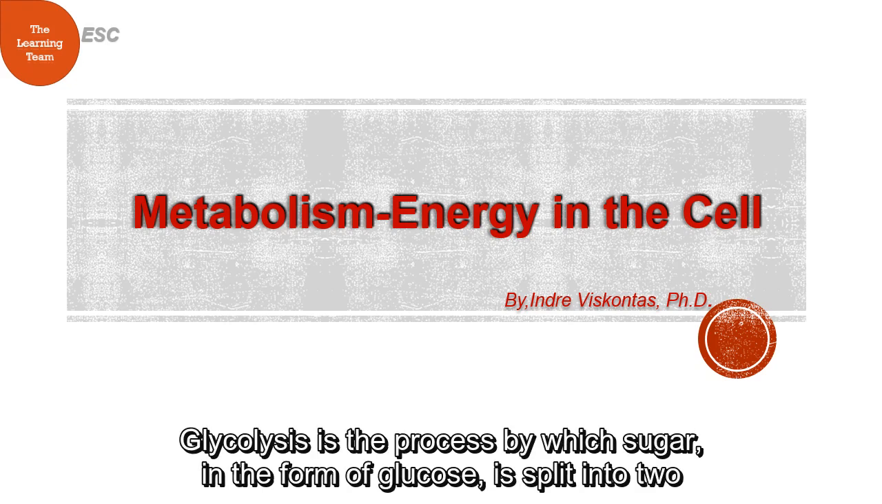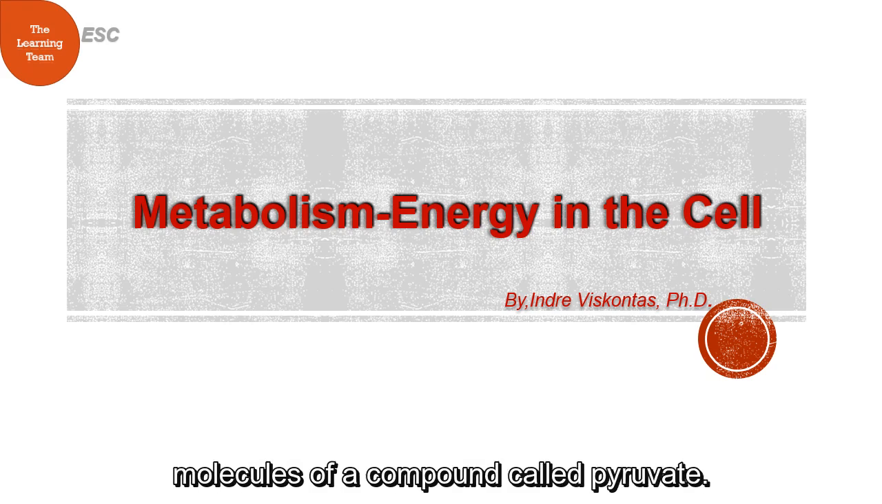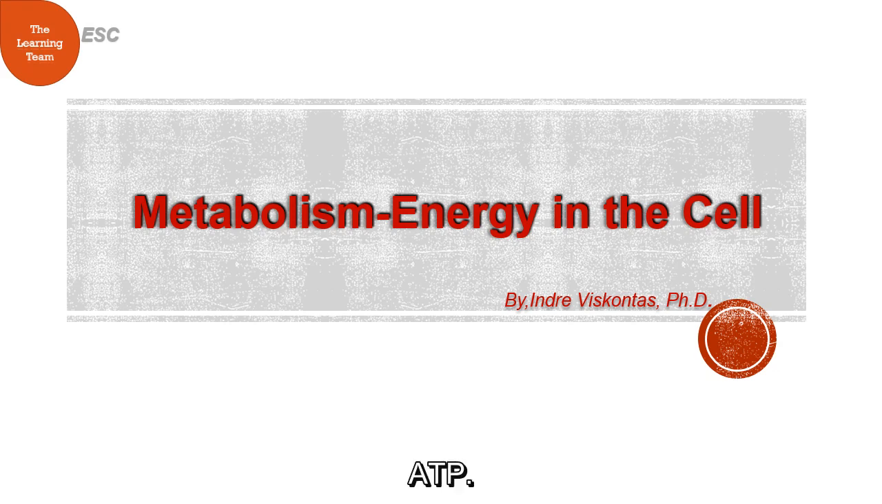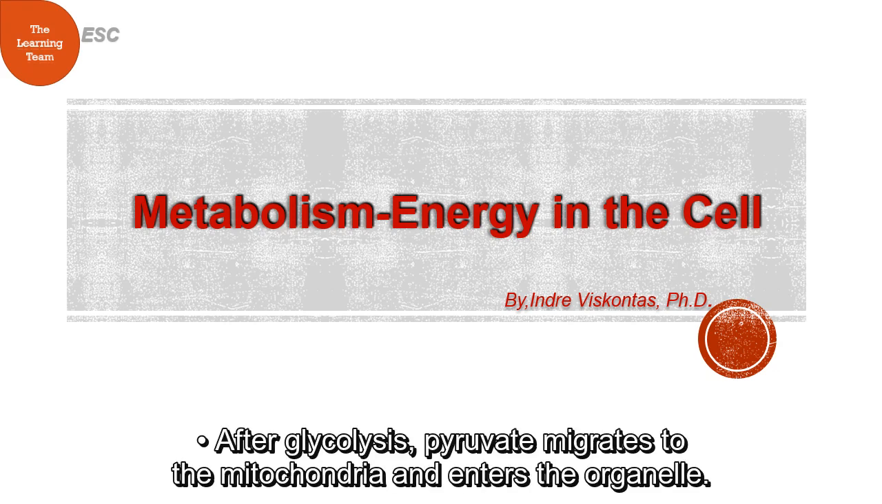Glycolysis is the process by which sugar, in the form of glucose, is split into 2 molecules of a compound called pyruvate. It's a 10-step process, and the end products are pyruvate and 2 molecules of energy storing ATP. After glycolysis, pyruvate migrates to the mitochondria and enters the organelle.